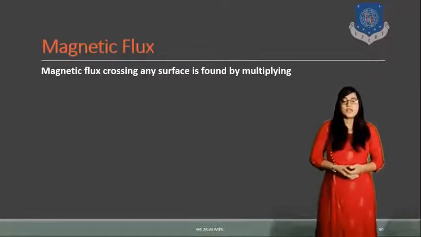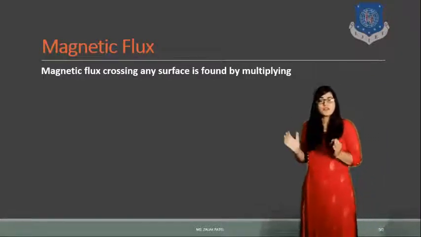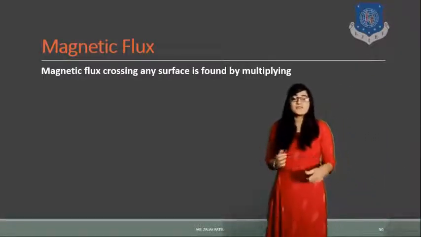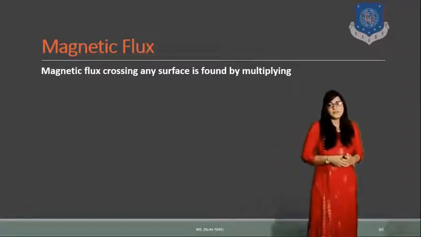So let's see what magnetic flux is. Magnetic flux, similar to electric flux, is denoted by psi. Magnetic flux is denoted by psi with subscript small m. Psi m is magnetic flux.